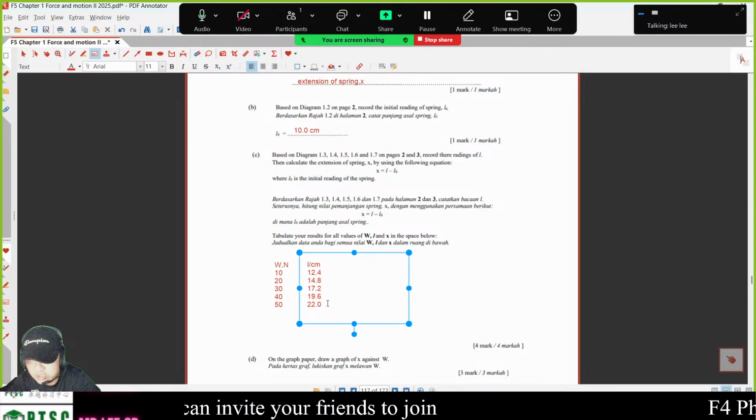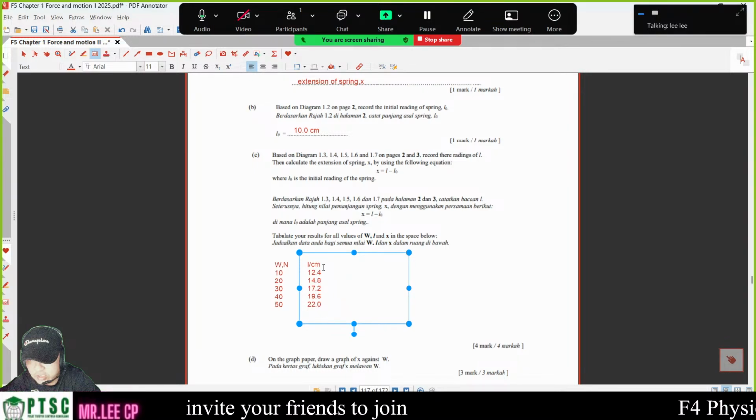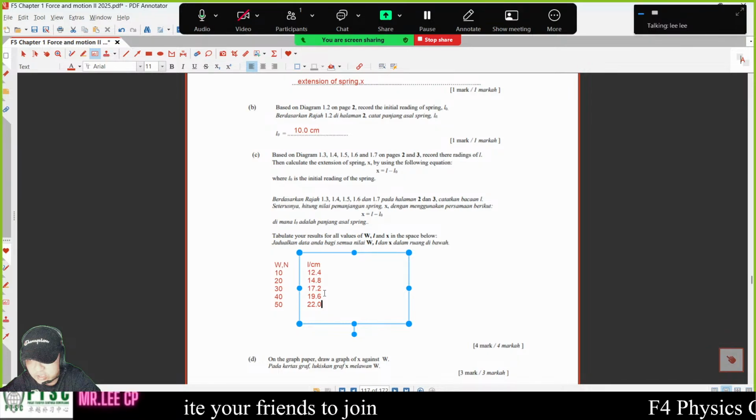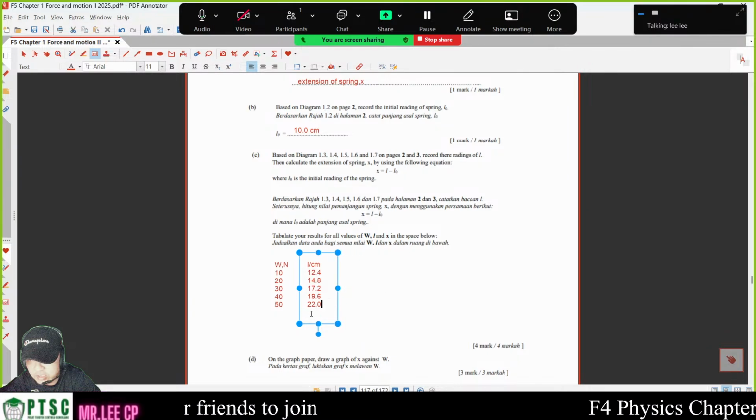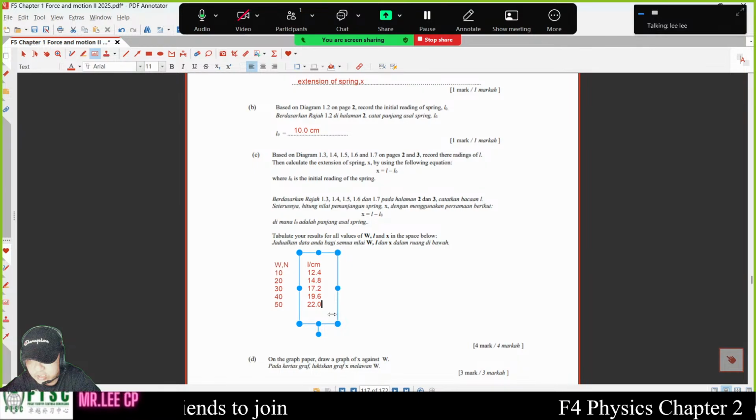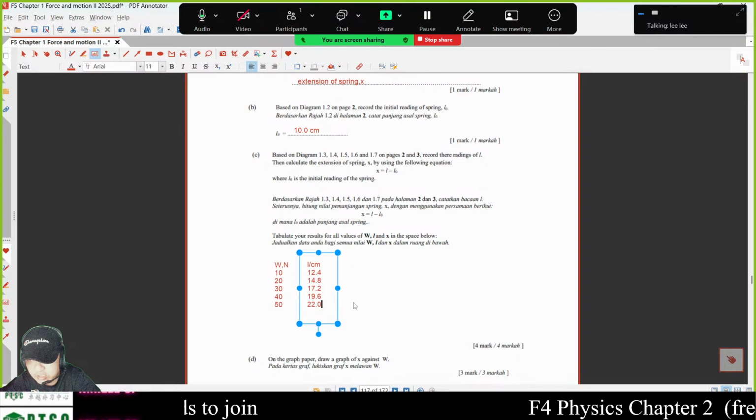Make sure the decimal is all consistent, 1 decimal. You cannot, like, 22, cikgu, 22 and 22.0 are the same. So I didn't put that. No way.